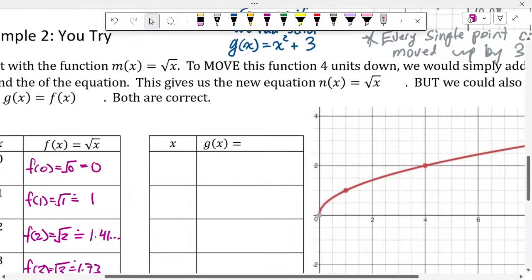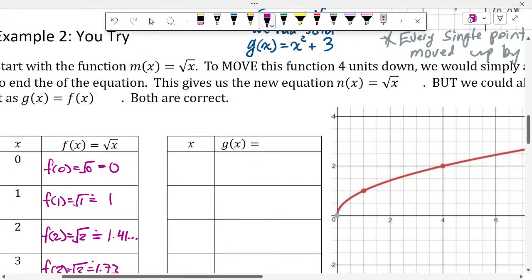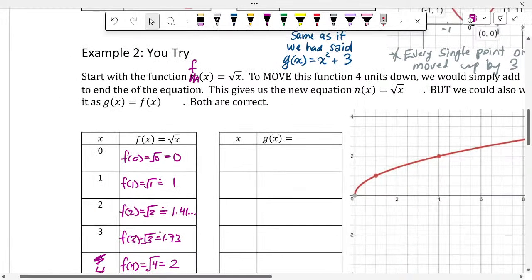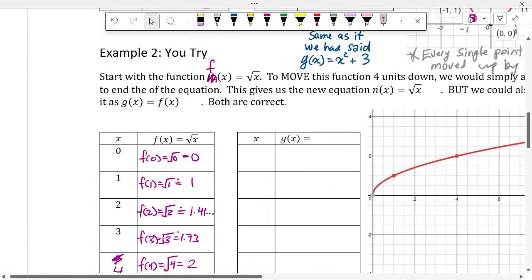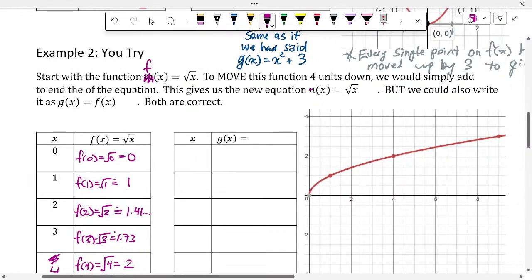Why do I keep changing letters here? I am so sorry. This was supposed to be M and N, and then I obviously just went back to F and G. This is why we don't write lessons while we're also trying to... I don't even know what I was doing. But we'll just make that F and G so it fits.